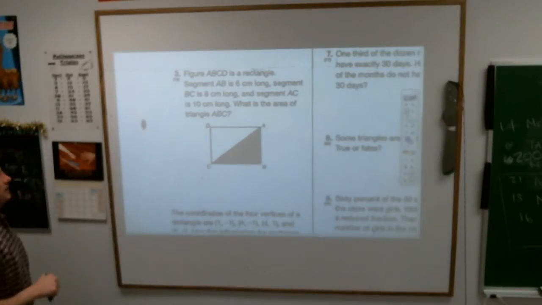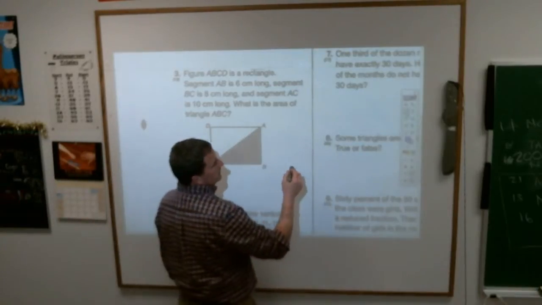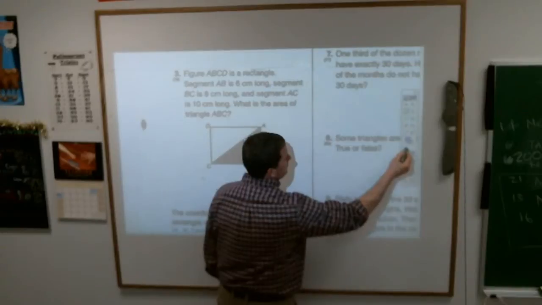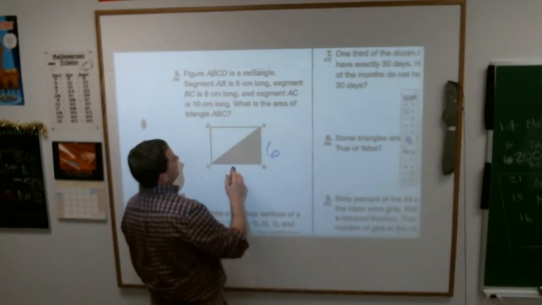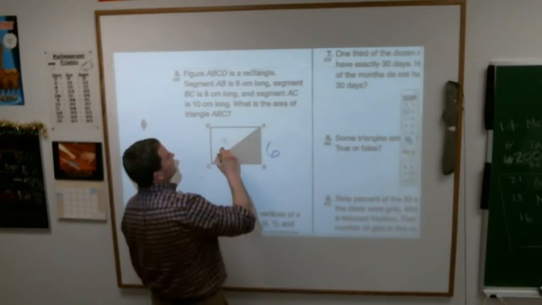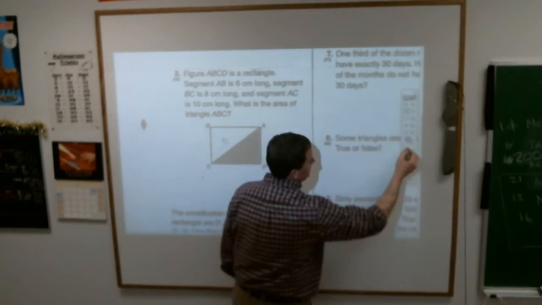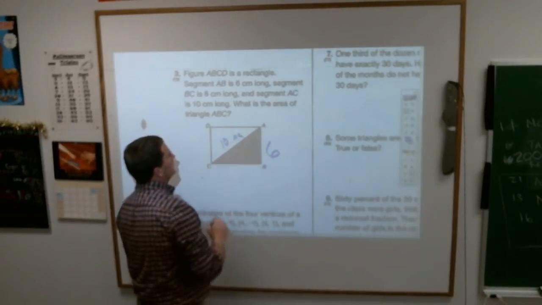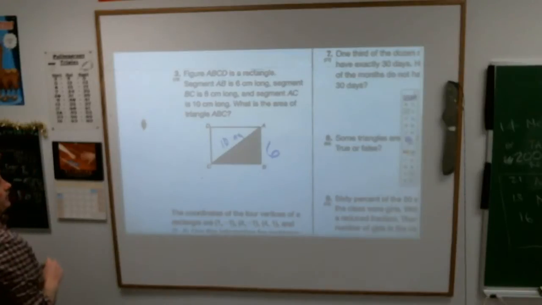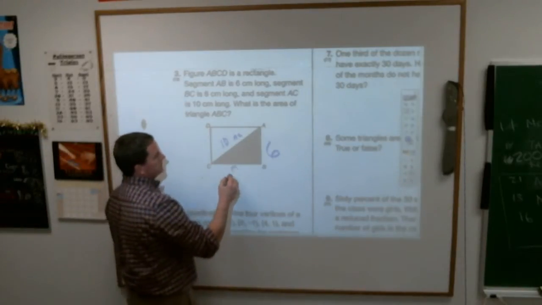Figure ABCD is a rectangle. AB is 6 centimeters long, so that is this, right? This is 6. And AC is 10 centimeters long. Is that right? Did I get those places right? What is the area of triangle ABC? Wait, oh no, I'm sorry. CB is 8 centimeters long, right?